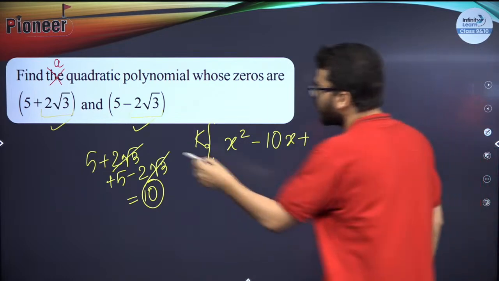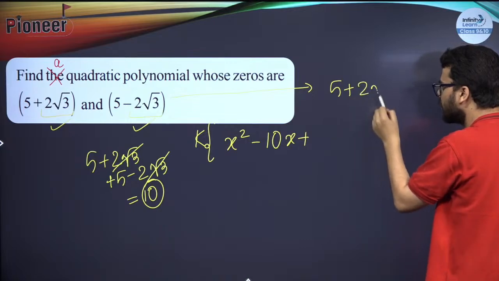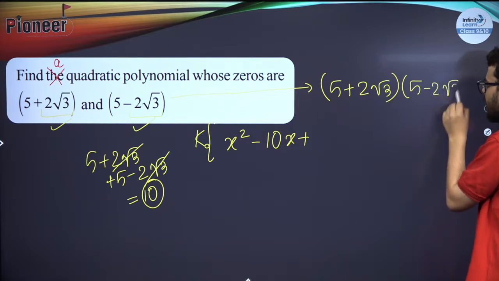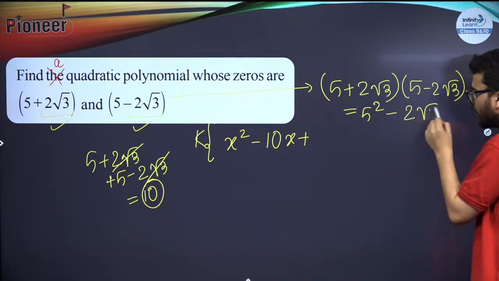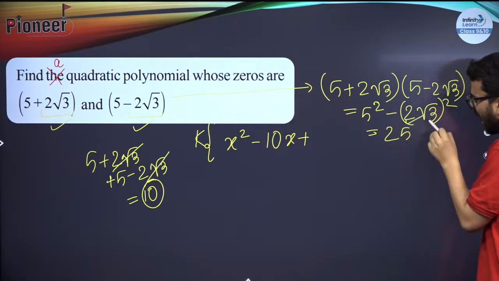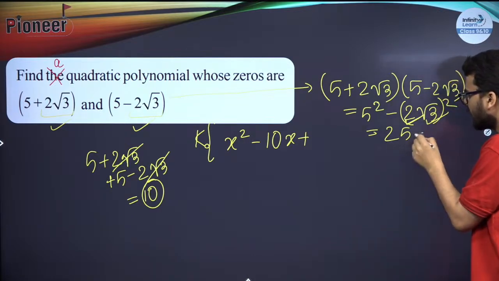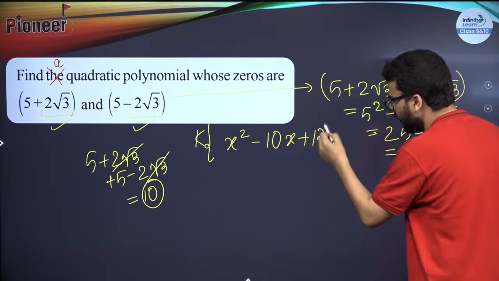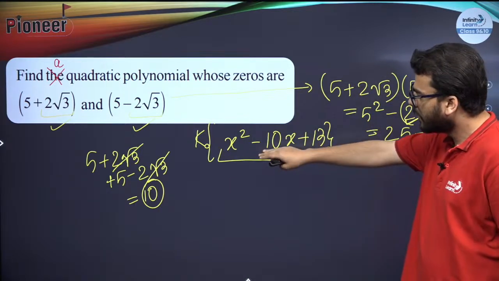Product of these zeros will be what? If I multiply these zeros, it will be 5 plus 2 root 3 into 5 minus 2 root 3, right? So you can basically use a plus b, a minus b identity over here. So that will give you 5 square minus 2 root 3 the whole square. Is it clear? So 5 square is 25 and 2 square is 4 and square root of 3 the whole square is 3 only. So 4 3s are 12 basically, right? So this will give you 13. So this is the quadratic polynomial whose zeros are this thing, right?